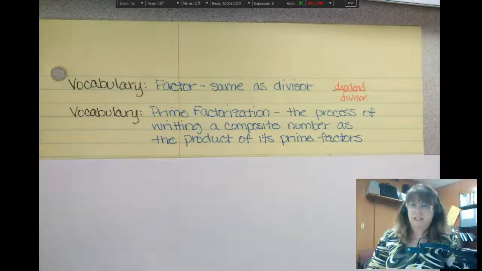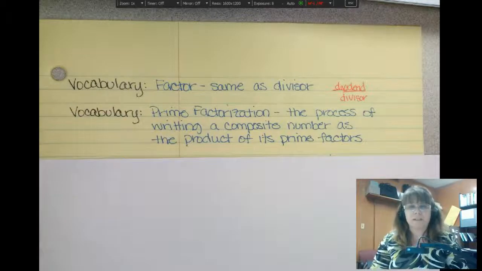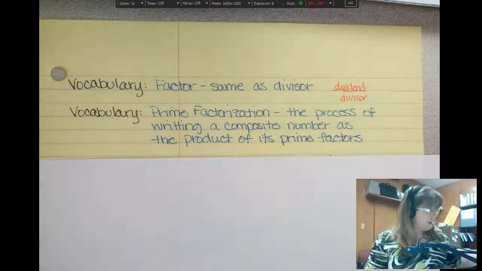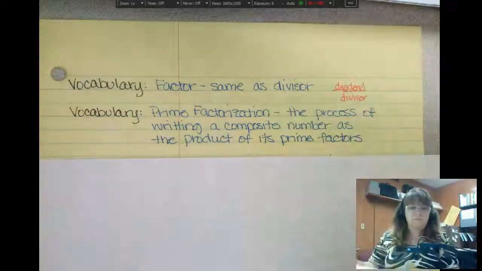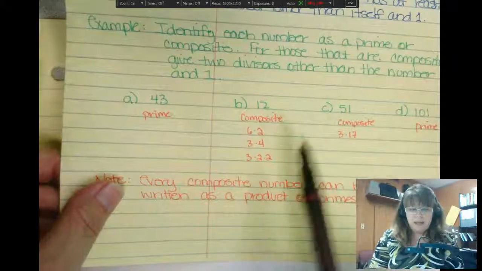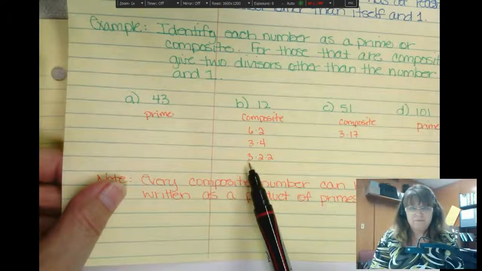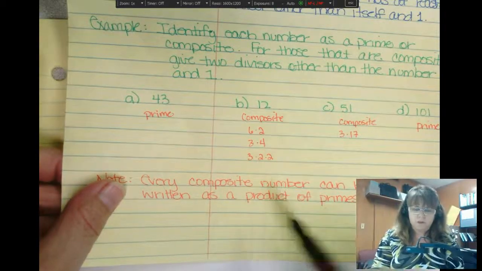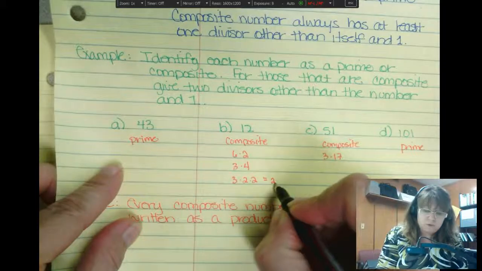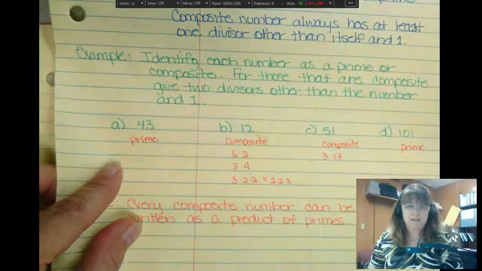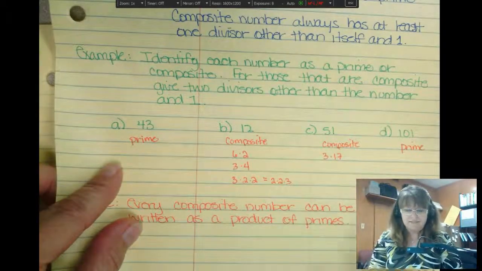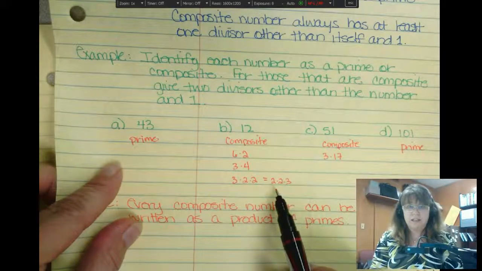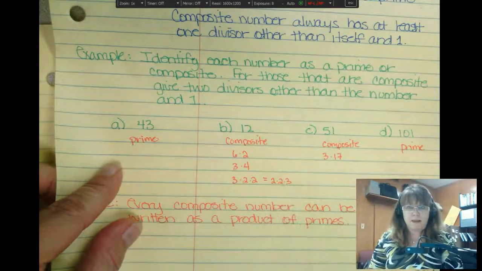Prime factorization is the process of writing a composite number as a product of its prime factors. For example, 12, the prime factorization is 3 times 2 times 2. Or you can also write it as 2 times 2 times 3. Okay, that is its prime factorization. You have gotten it all down to all of its primes.